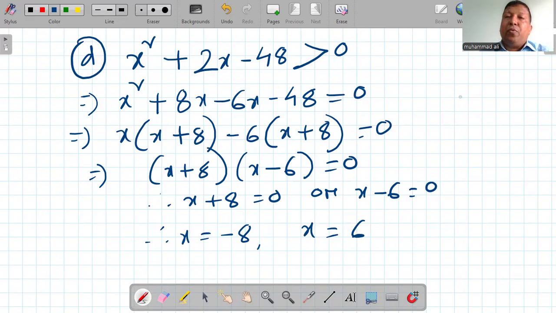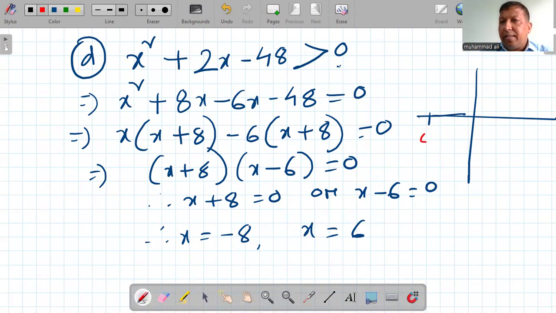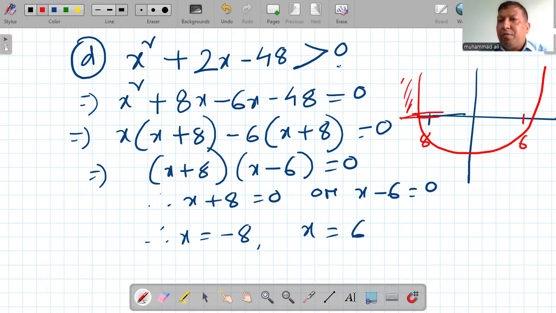We want to find out where the curve is positive. Greater than 0 means when the curve is positive. So this is one method: you have to sketch this curve. This curve passes through minus 8 and 6. It is U-shaped. And the curve is positive, that means this part. This part is positive.